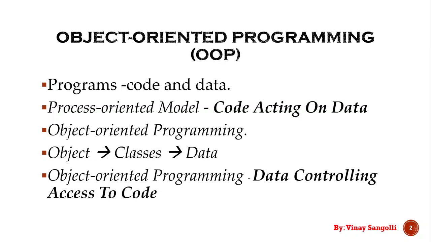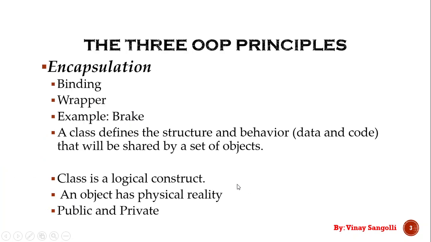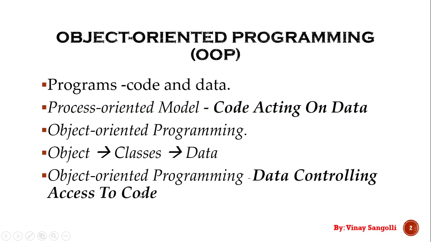That means it organizes the program around its data using well defined interfaces. You can say that in object oriented programming it is the data which will be controlling access to code. Using the data we will be trying to access the code. This itself is your object oriented programming. Here we need to understand one major thing: from objects we will be forming the classes.